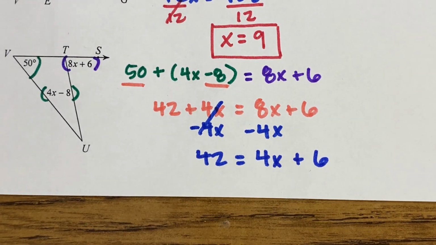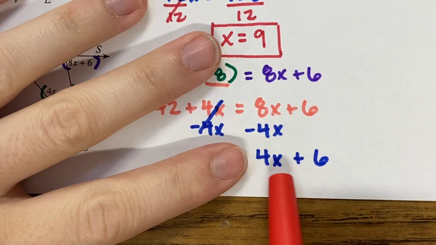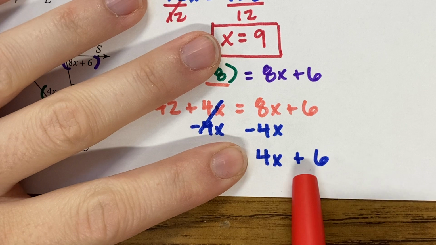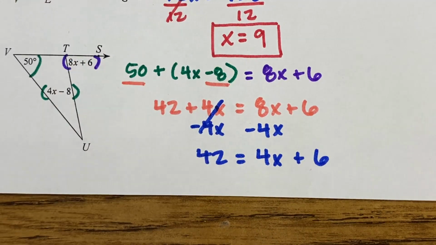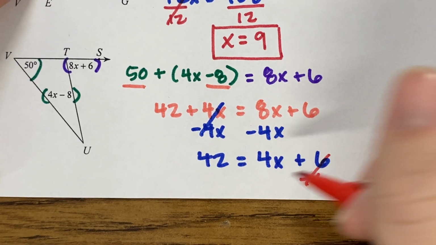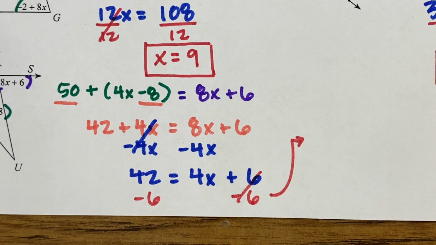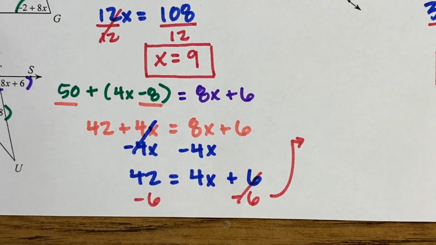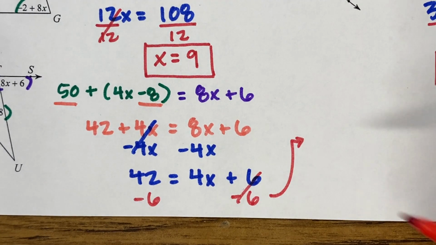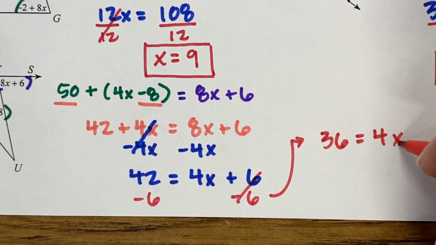All right, now my x's are all on one side. That means I can start solving. I can start getting rid of things. Well, the first thing I got to get rid of, right, if I have a times by 4 and a plus 6, the first thing I got to get rid of is the plus 6. So what's the opposite of plus 6? Subtract 6 from both sides. I'm going to bring it over here so we have some more room. 42 minus 6 is, let me just double check this, 42 minus 6, I believe, is 36. Yep. So we have 36, and it equals 4x.